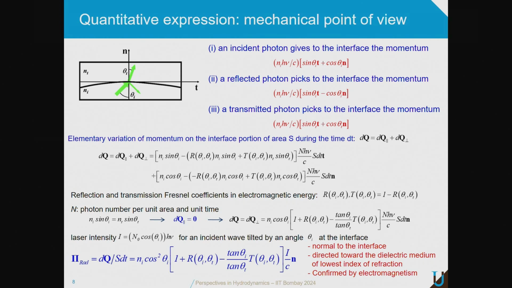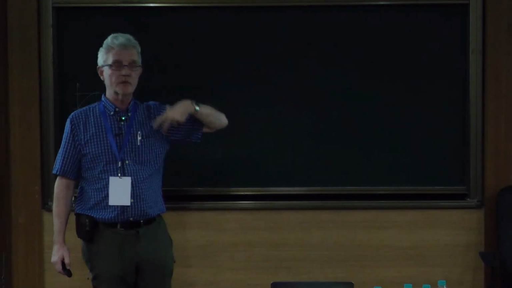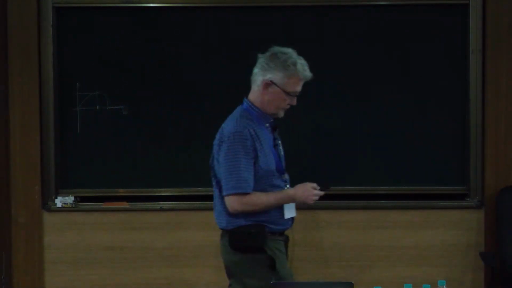And you use your Fresnel coefficients, of course, for the energy. You see that it is normal to the interface. It is always directed towards the dielectric of lowest refractive index. This is confirmed by electromagnetism, but if you want to do things well, you have to make the electromagnetic calculation, because you may have the polarization, which is not present here. So you may have some more things.